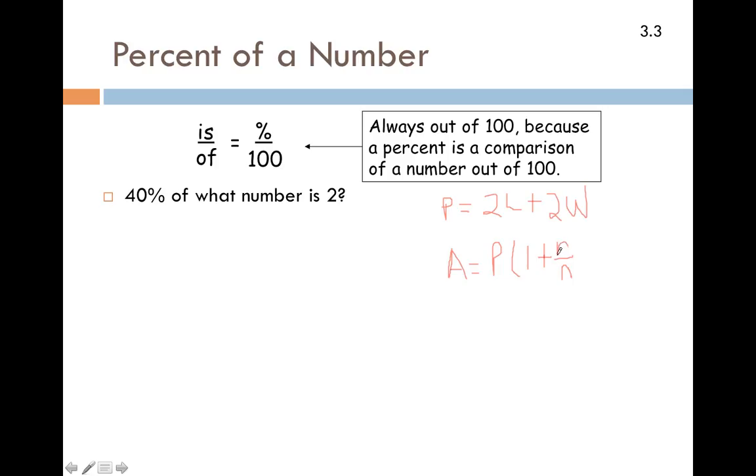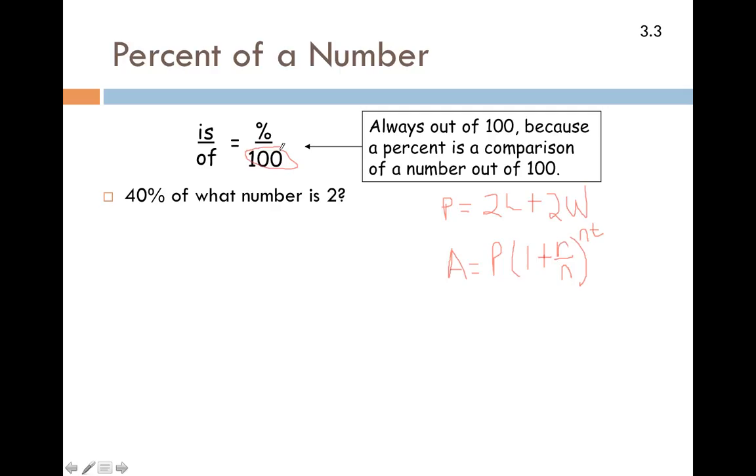Make sure that's an R and not an N. Raised to the N over T power. Okay, so these are formulas. Notice that we got constant terms like 1 in there. A constant term is a number, so it stays the same. That 100 is always going to be 100. That's one thing that's not going to change.